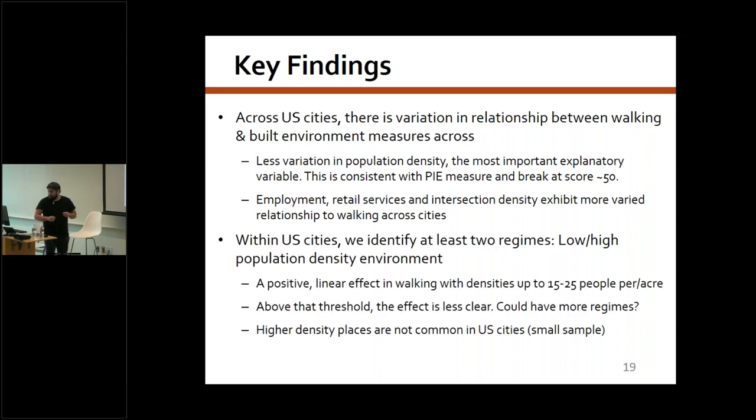But within the US cities, we at least identify two regimes, and it's probably better to say that we identify a low-density regime and then we have a lot of noise in the higher density places. So at least we have two regimes. And we have a linear effect in lower densities, in an urban context that is up to 15 or 25 people per acre. Above that threshold, the effect is less clear.